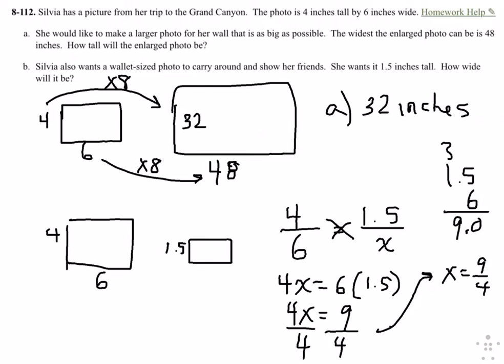Since this is a measurement, people usually don't say, oh, it's 9/4 inches wide. They would probably make this a mixed number. So they would say that it is 2 and 1/4, but since everything else was given in decimal, I would probably write it as 2.25 inches, right? So there's the answer to B.